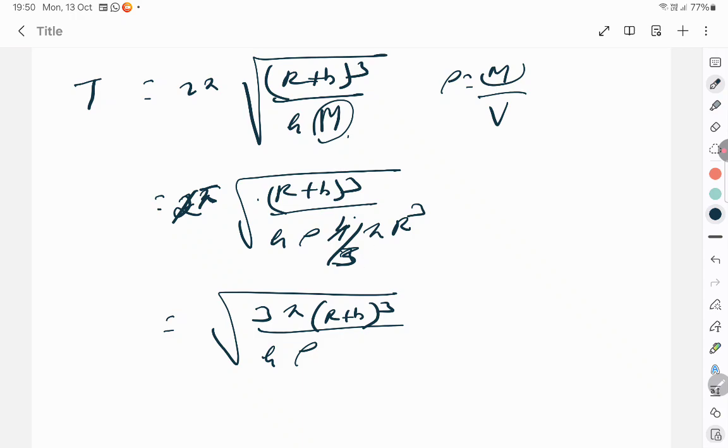And pi also. This pi comes inside, and pi and pi also get cancelled. This pi when it comes inside will become pi square, so this pi and this pi, one pi will still remain there. So 3 pi (r plus h) whole cube. This 3 has gone up, this 4 has got cancelled, and this pi has got cancelled with this pi square. So you have an r cube.